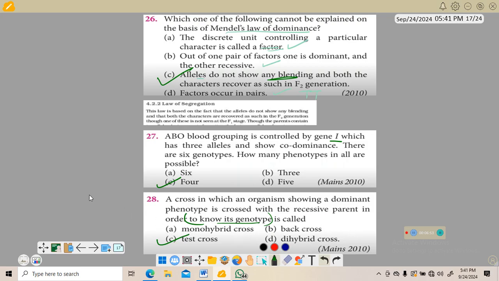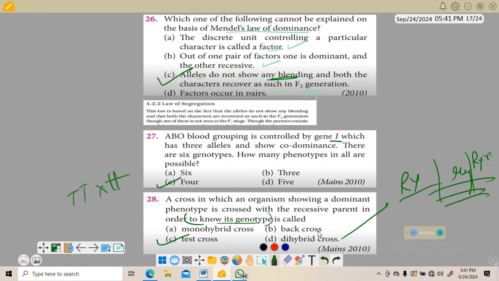Monohybrid cross is like Tt into Tt. Dihybrid cross is like capital RRYY, where 2 factors are there, and we make a Punnett square like that. Back cross is when we cross it with one of its parents. Like back cross is if I cross F1 with capital TT or small tt. This is back cross.